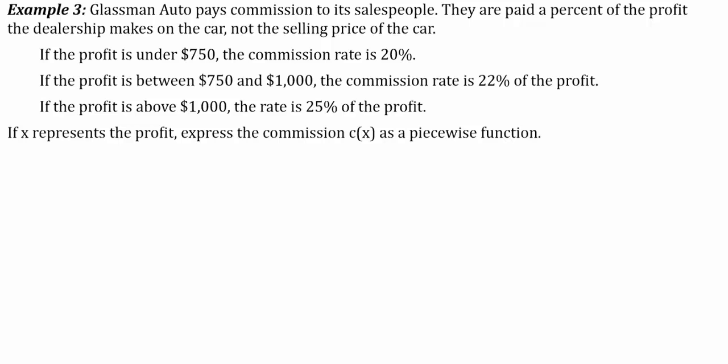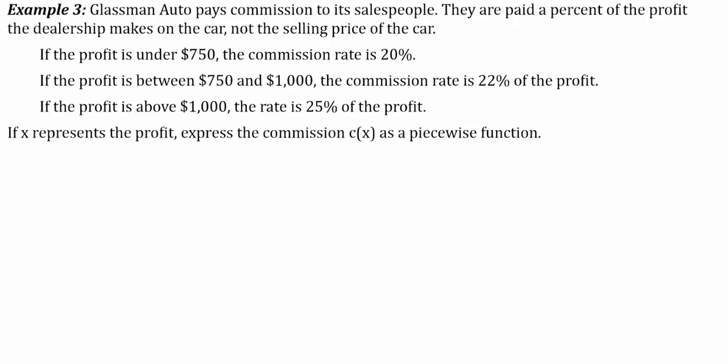Example 3. Glassman Auto pays commission to its salespeople. They are paid a percent of the profit the dealer makes on the car, not the selling price of the car. If the profit is under $750, the commission rate is 20%. If the profit is between $750 and $1,000, the commission rate is 22% of the profit. If the profit is above $1,000, the rate is 25% of the profit. If X represents the profit, express the commission as a piecewise function.